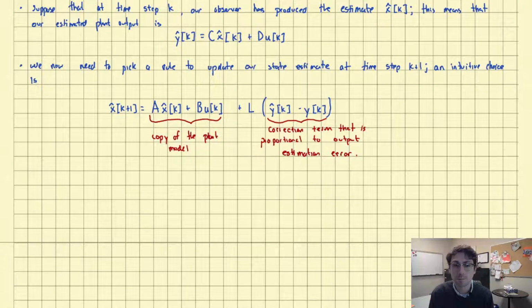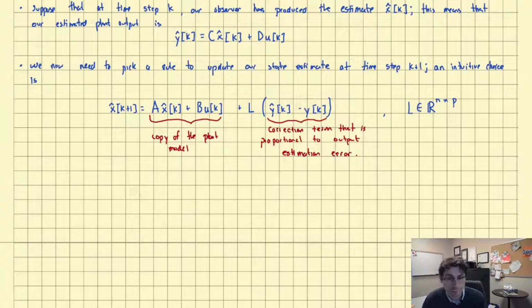Okay. Now L is really the only thing that's not defined by the plant model. That's the only thing that we're introducing. So L is our choice. That's the design parameter. And so in general, L will depend on the number of outputs and states. So it's going to be N, the number of states, by P, the number of measured outputs, the dimension of y. Okay, and this is our gain.